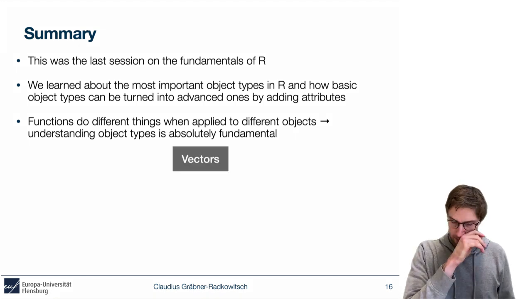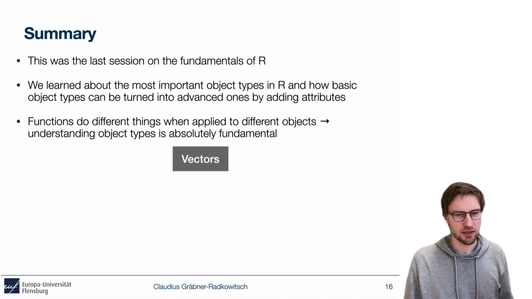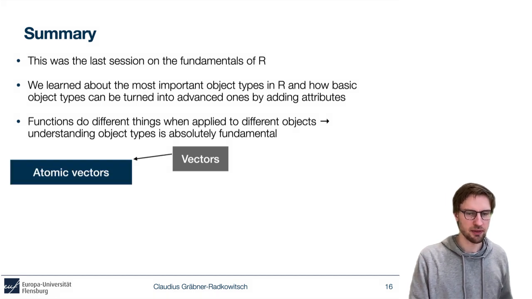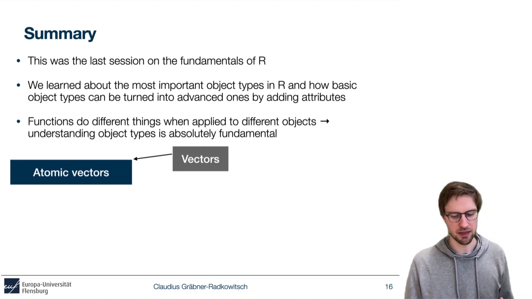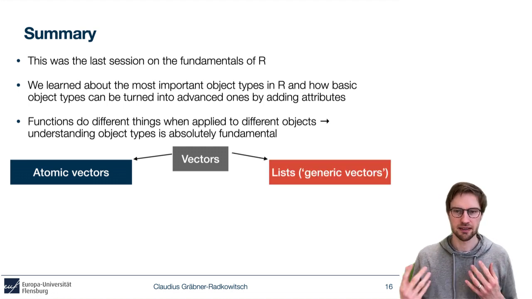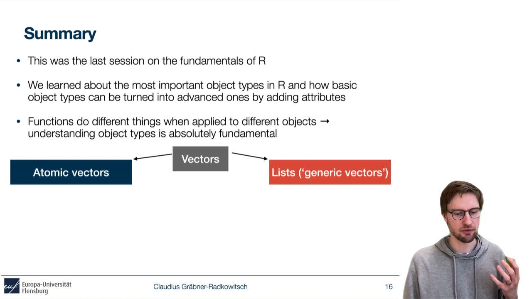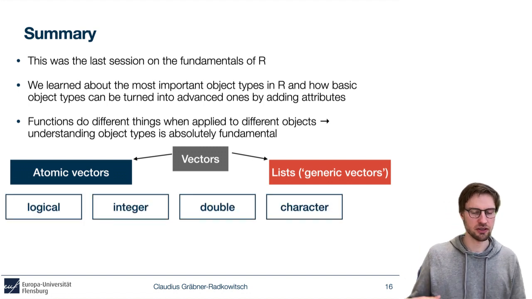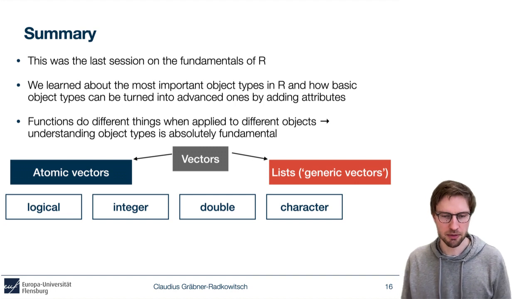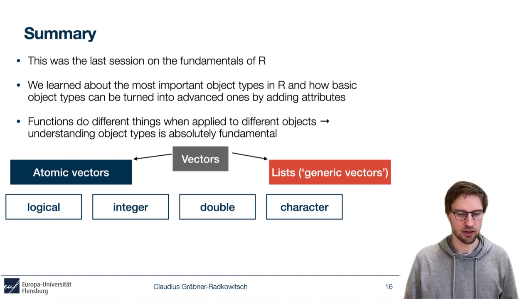So just to wrap up, we focused on vectors here in the previous sessions. We distinguished between atomic vectors, vectors that contain elements only of the same type, and we looked at lists, generic vectors. These are vectors that can contain elements of different types. The main four base types of atomic vectors were logical values, true, false, integer, whole numbers 1 to 3, double, decimal numbers, and character, like strings or names.